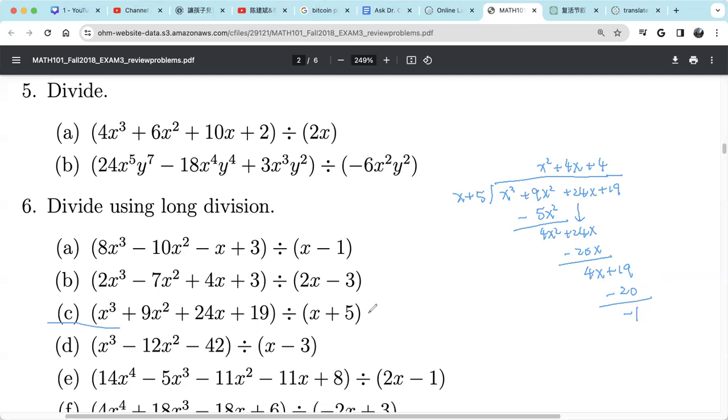So how do we write it? We write the quotient first. X squared plus 4x plus 4. So this is the quotient part. So minus 1 is 1 over x plus 5. So this will show negative 1 is a remainder. Right? So the first two cases, remainder is 0, but not for this one. This one we do have a remainder of negative 1.